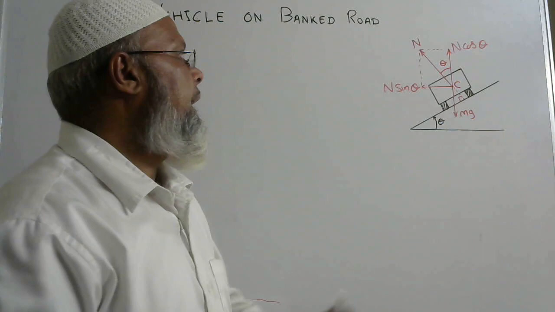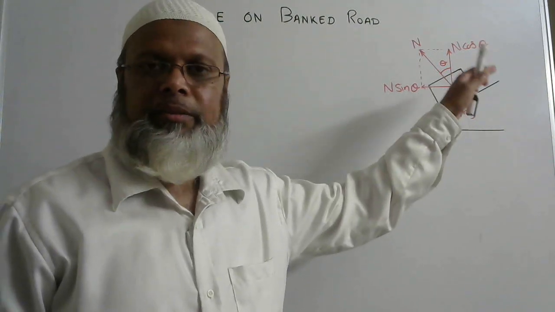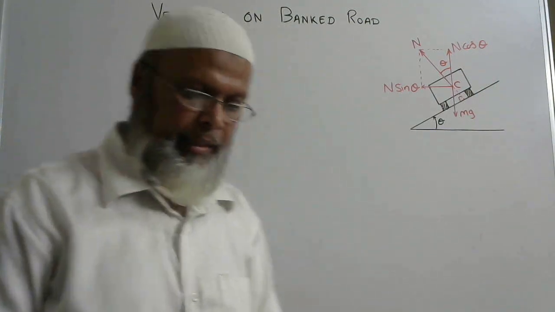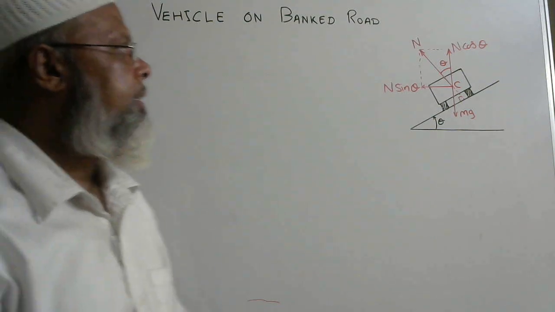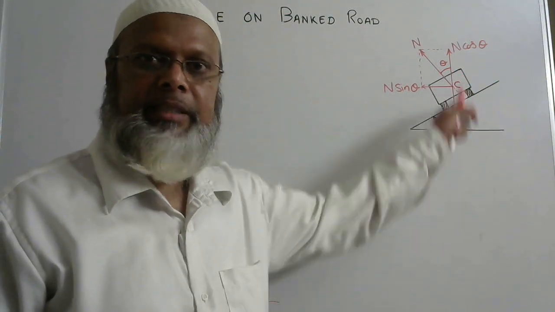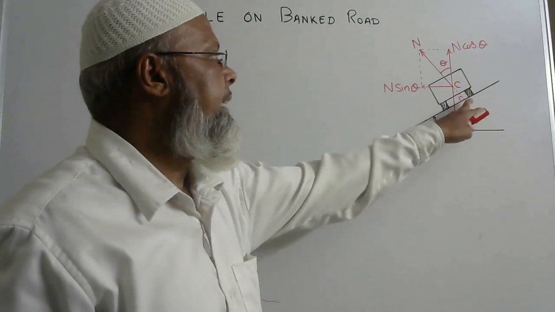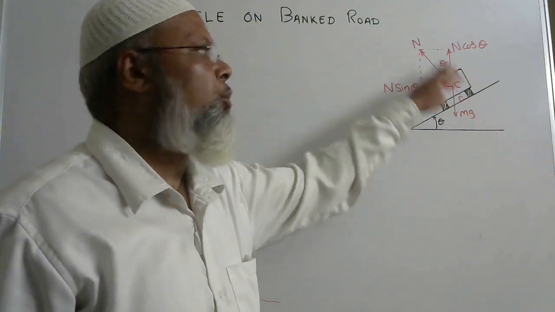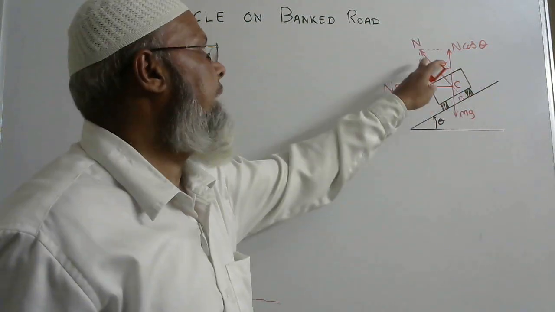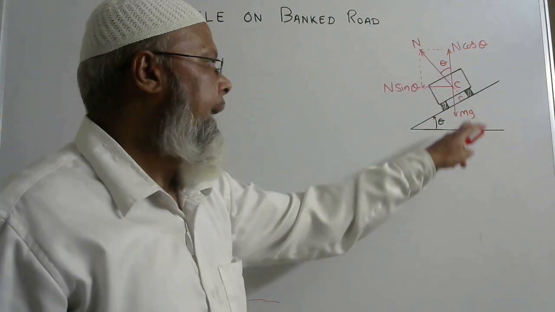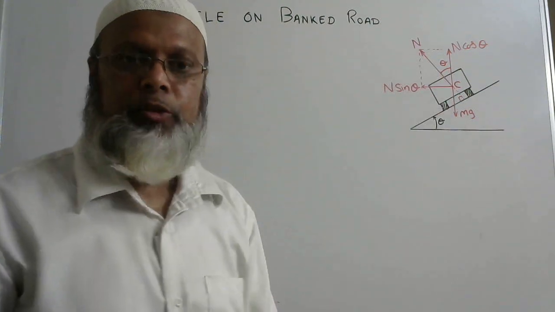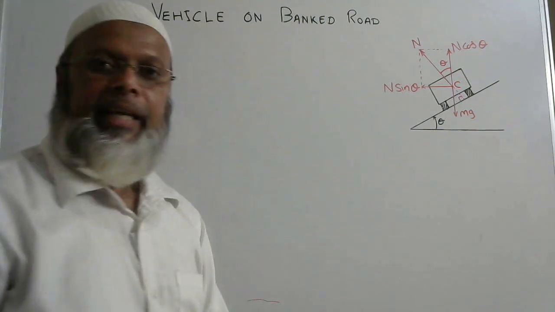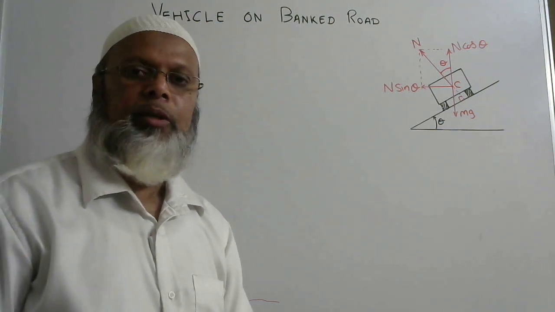On this vehicle, on the surface of the road, two forces are acting. So what are those two forces? The first is its weight mg, which is acting vertically downward, and the second is the normal reaction N by the surface of the road, which is perpendicular to the surface.